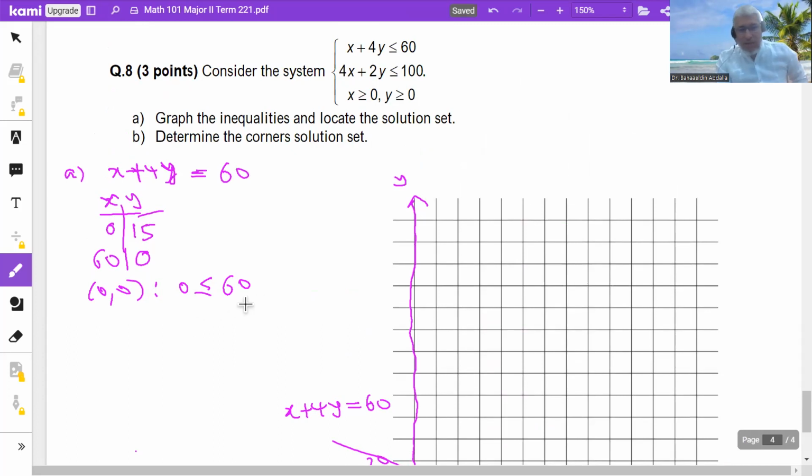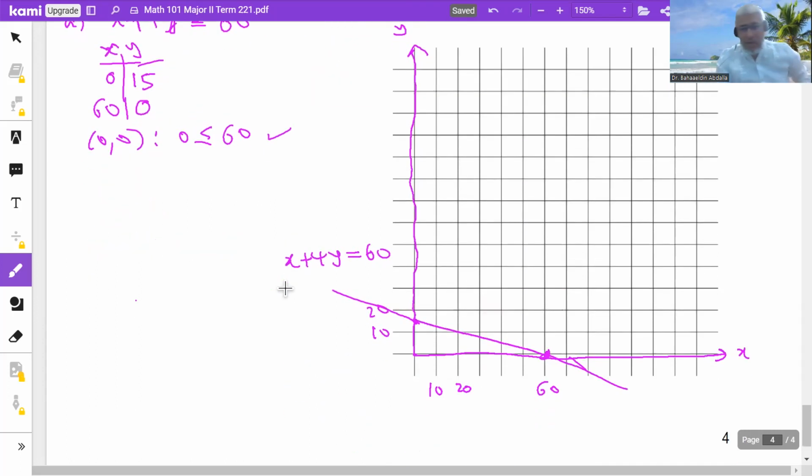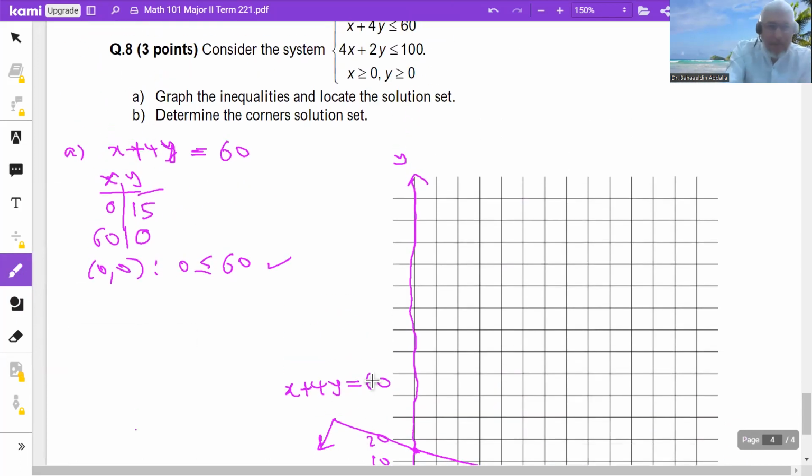You check now whether this statement is true or false. It's a true statement. This means that (0, 0) belongs to the answer of the inequality. So this means that the graph of the inequality is below this line. So all of this region, but since x is greater than 0 and y is greater than 0, this triangle now is my solution up to now. I do the same for the second inequality. I write it as a line, 4x plus 2y equals 100.